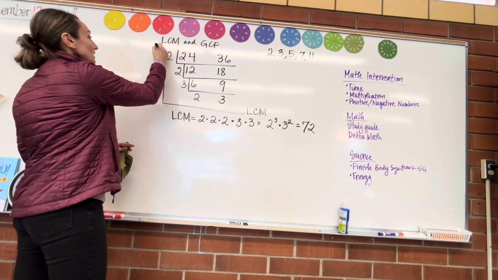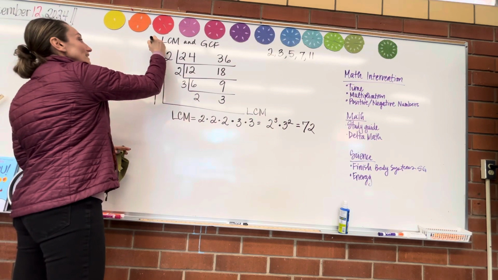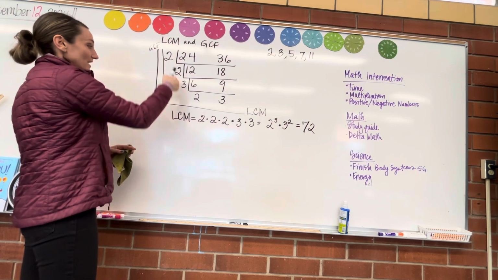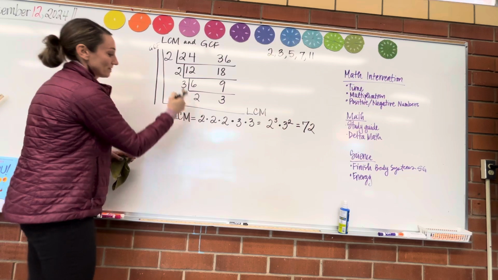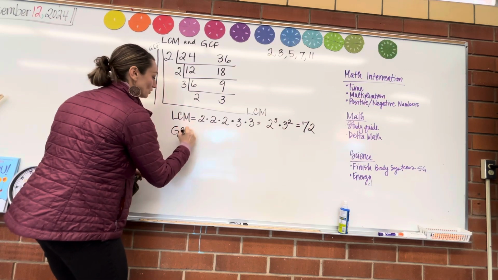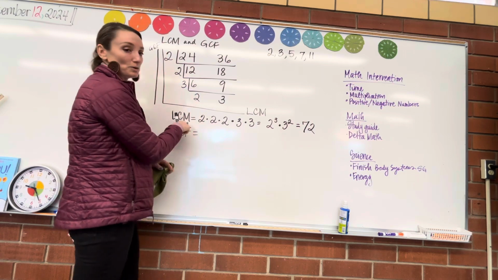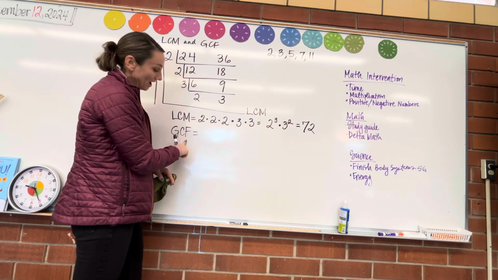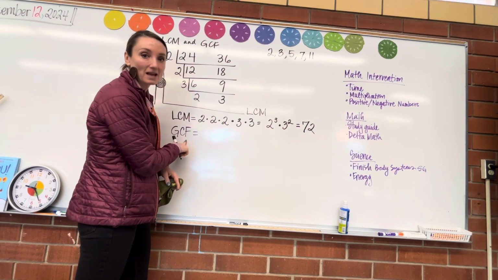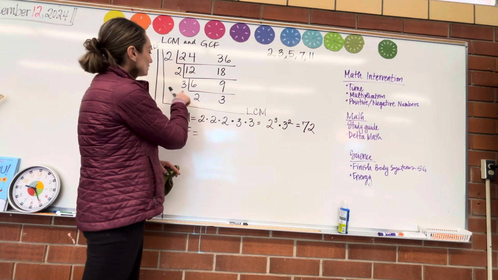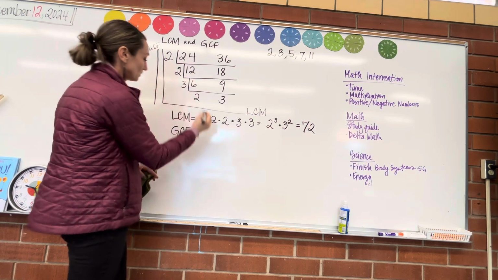Even easier. So the GCF is just the side ones. So we got 2, 2, and 3. GCF, the greatest common factor. Remember what factors are. Multiples are skip counting, right? Factors are numbers that when you multiply them together, they equal that number. So we got 2 times 2 times 3.